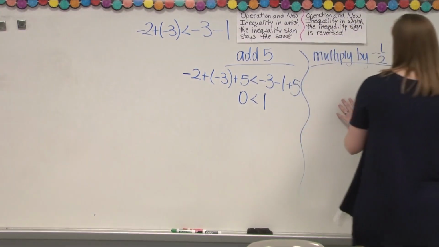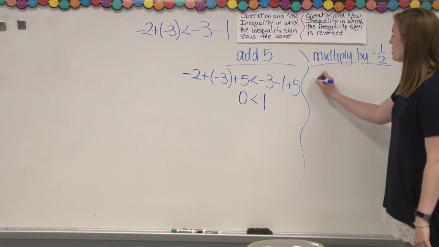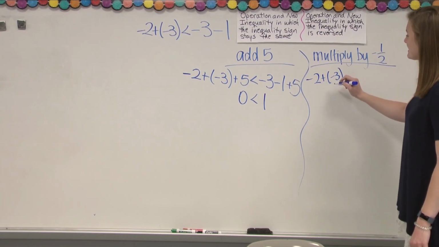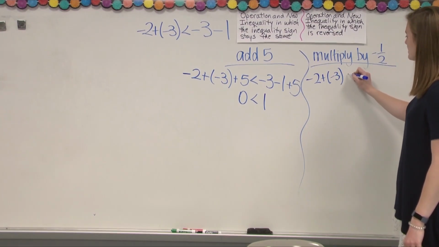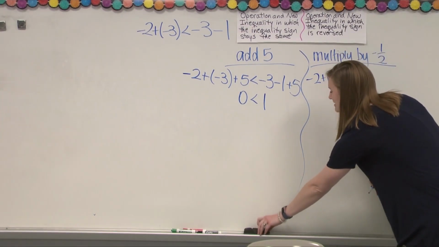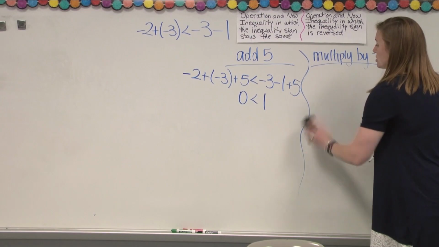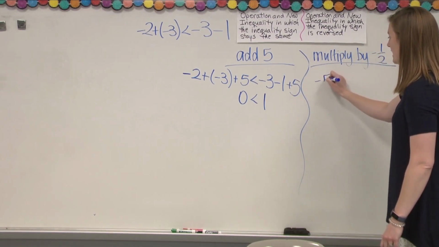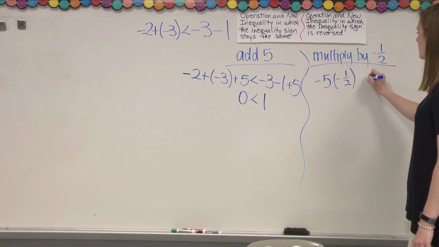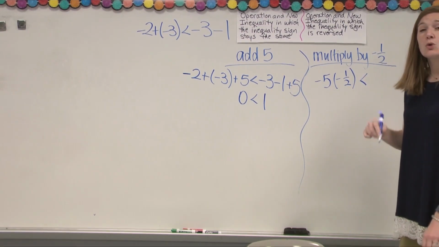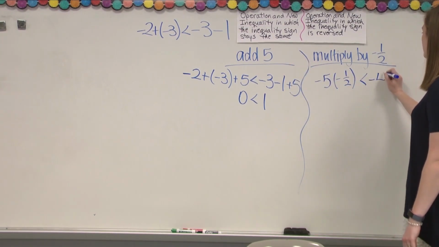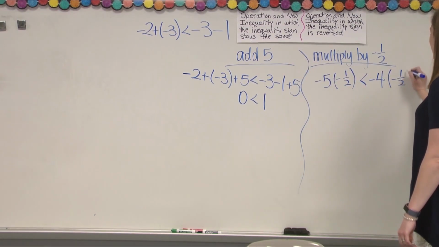Now here we're going to multiply both sides by negative 1/2. So we've got negative 2 plus negative 3, and we're going to take that and multiply by negative 1/2. We know that negative 2 plus negative 3, when we simplified this earlier, was negative 5. And so we're going to multiply that negative 5 times negative 1/2. We've got the less than symbol. We already found out that negative 3 minus 1 is negative 4. So we're going to do negative 4 times negative 1/2 here.